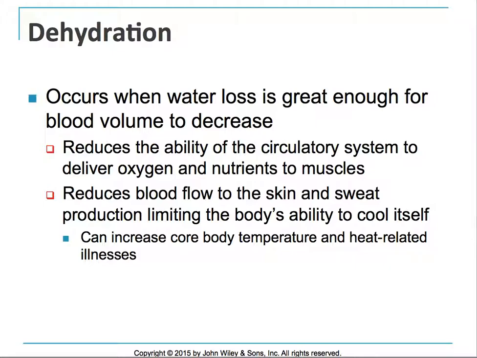Dehydration occurs when water loss is great enough for blood volume to decrease. It reduces the ability of the circulatory system to deliver oxygen and nutrients to muscle. It also reduces blood flow to the skin and sweat production, limiting the body's ability to cool itself. This can increase core body temperature and increase the likelihood of heat-related illness.